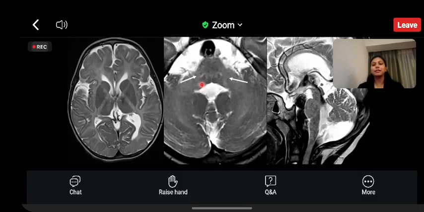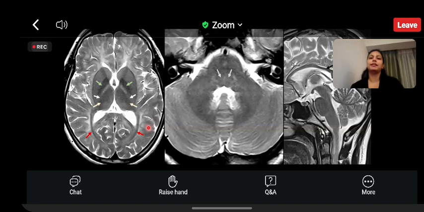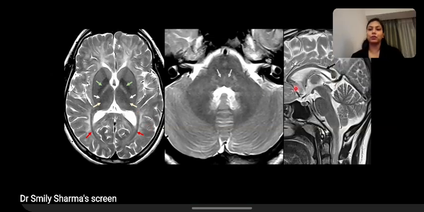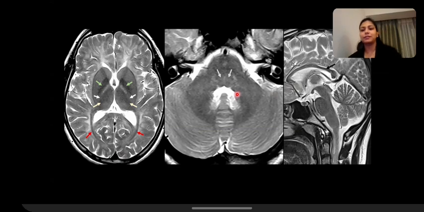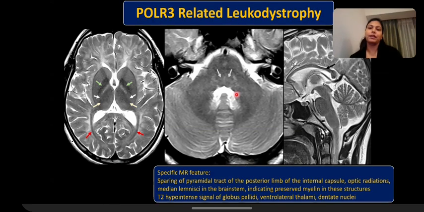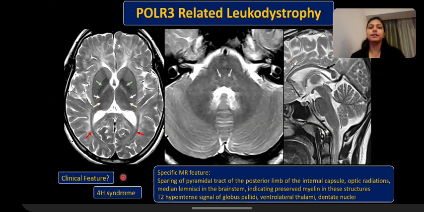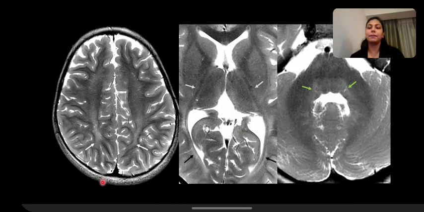Yes, 4H syndrome is a syndrome associated with it, but it is a POLR3-related leukodystrophy. Actually, my question was what will be the specific clinical feature which can be seen with it, and you have already answered. It is 4H syndrome. Then this is a pattern in which only certain structures are involved, like there is no diffuse hypomyelination, there is a trilaminar pattern. This is not Salla disease, but here only, yes, very good.